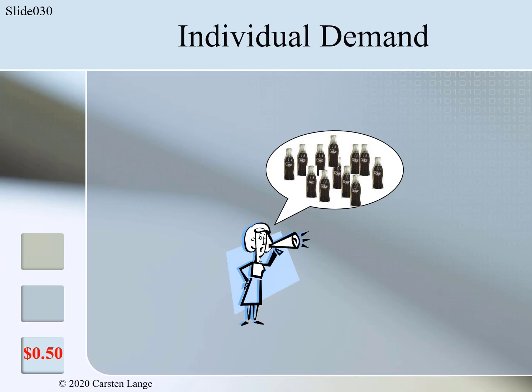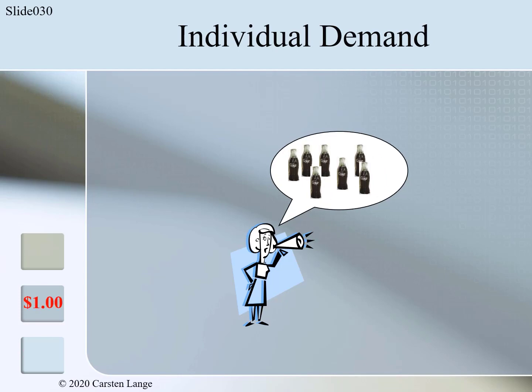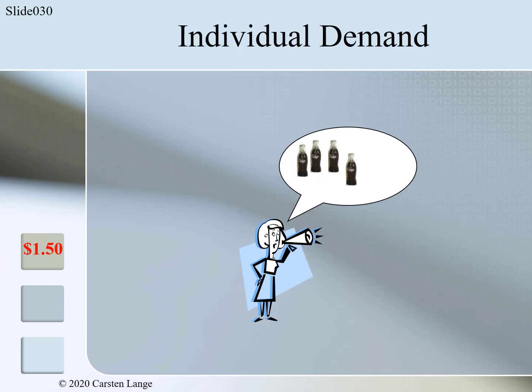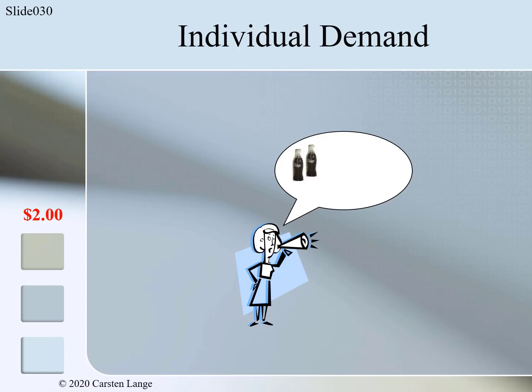If the price increases to $1, the individual demands 7 bottles of Coke. And when the price is $1.50, the individual demands 4 bottles of Coke. And if the price would increase to $2, our individual would only demand 2 bottles of Coke. You can see the law of demand works here. Higher price leads to a lower quantity demanded.